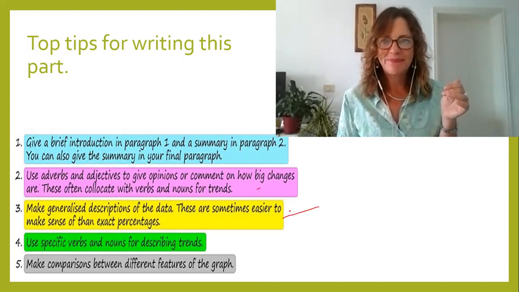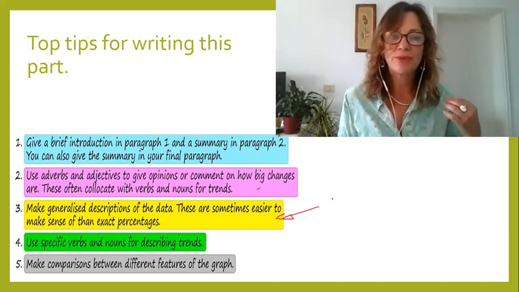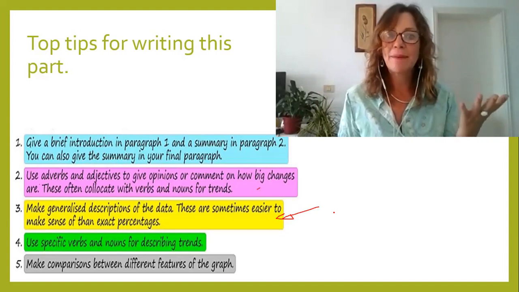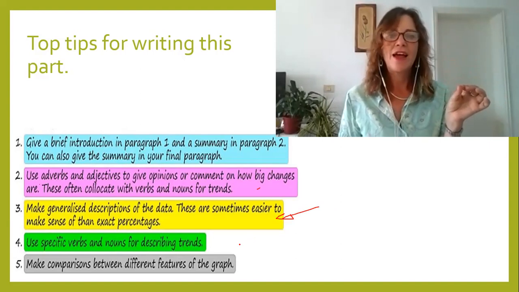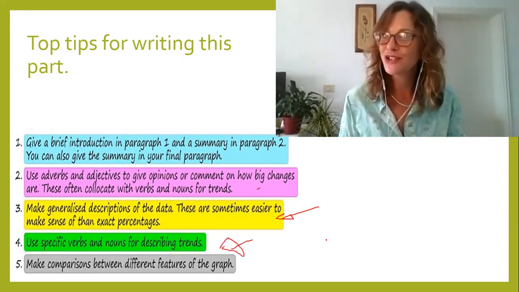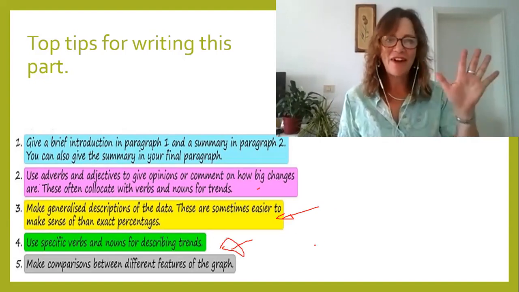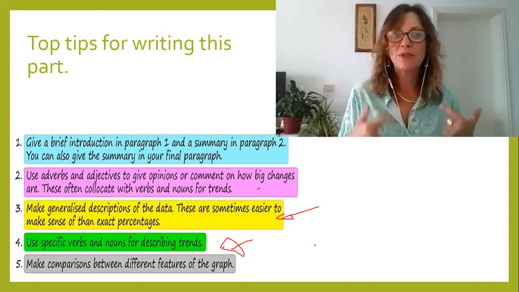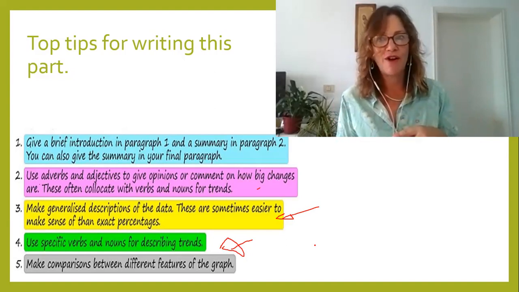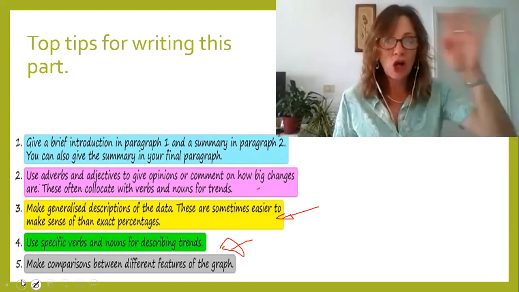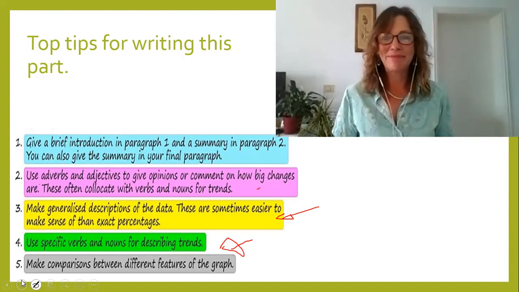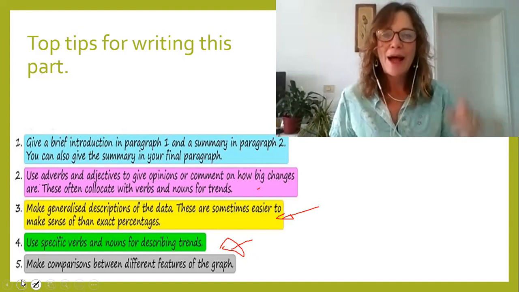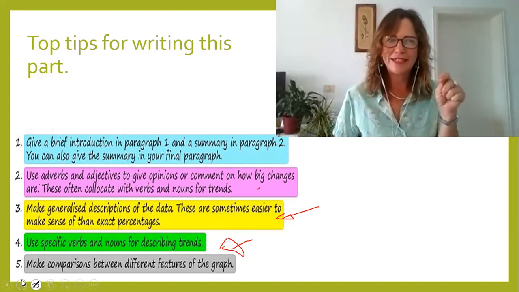Number 3, make generalized descriptions of the data. These are sometimes easier to make sense of than exact percentages. 4, use specific verbs for describing trends. And 5, make comparisons between different features of the graph. But today, that's a lot to learn, and it's many lessons just to do writing part 1 of describing a graph. But let's just do one part of that today.